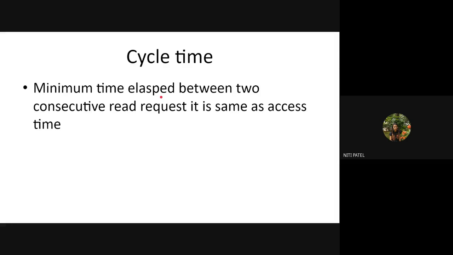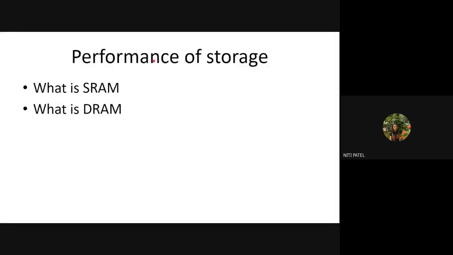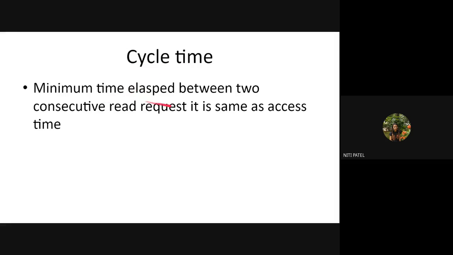Okay. Then we have cycle time. This is the next characteristic. What does cycle time mean? Minimum time elapsed between two consecutive read requests. It is the same as the access time. Now your cycle time and this access time are the same. Okay, what was access time? The time from when I have given the request till I get a response is considered to be access time. But what is this cycle time? Minimum time elapsed between two consecutive reads.